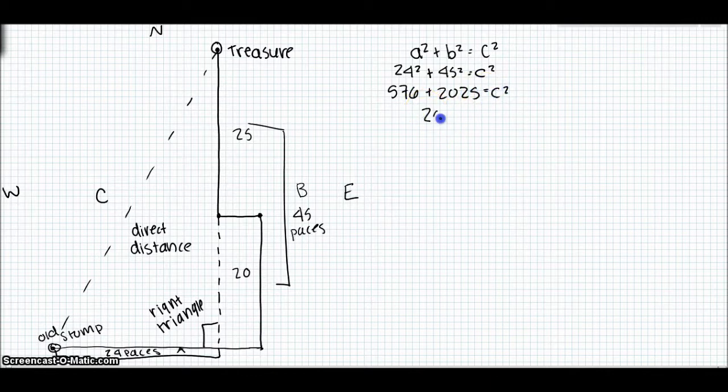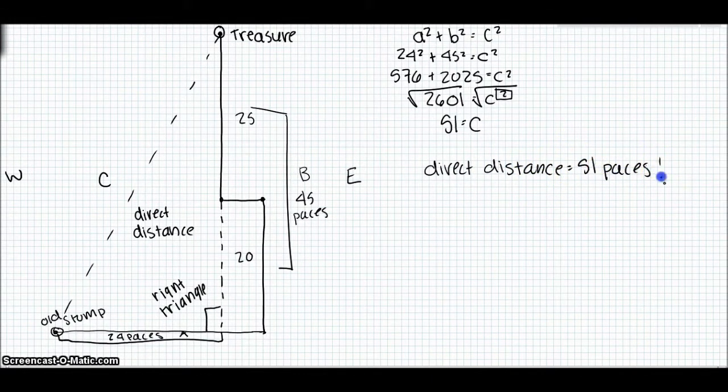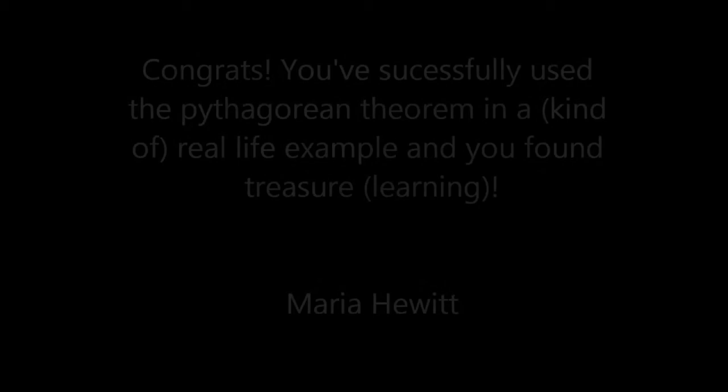Those add together to get 2,601, which equals C squared. You have to square root both sides to get rid of the square on top of C. Once you put that in your calculator, you will get 51 equals C. And that's your answer. The direct distance between the old stump and the treasure is exactly 51 paces.